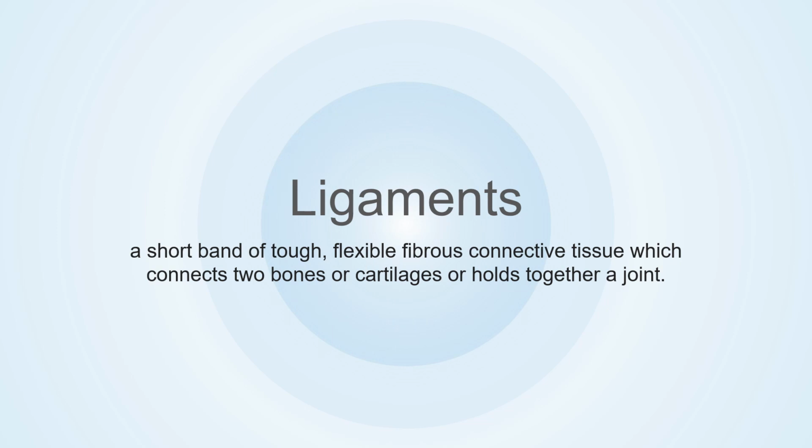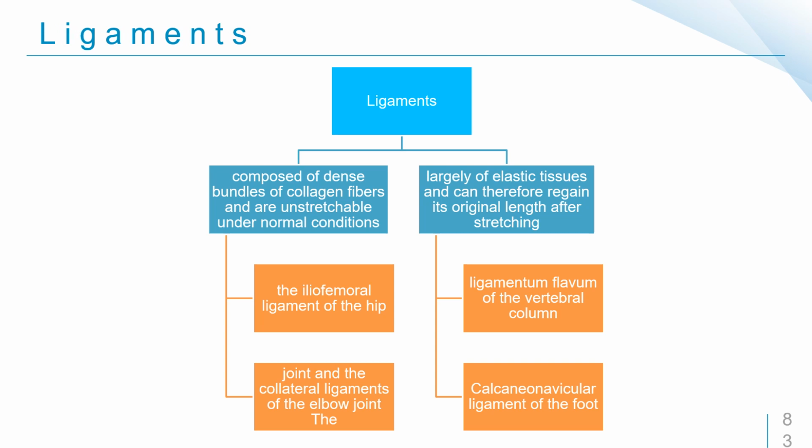Ligaments. These are short bands of tough, flexible fibrous connective tissue which connect 2 bones or cartilages or hold together a joint. Ligaments are composed of dense bundles of collagen fibers and are unstretchable under normal conditions. Examples would be the iliofemoral ligament of the hip joint and the collateral ligaments of the elbow joint.